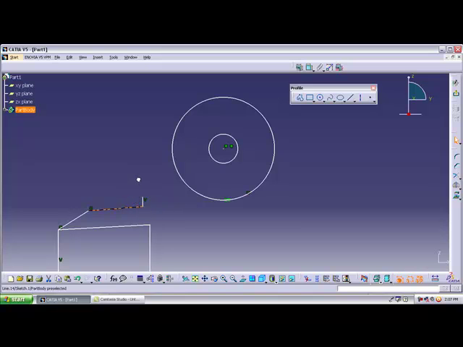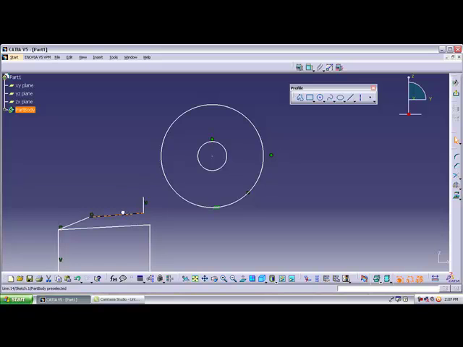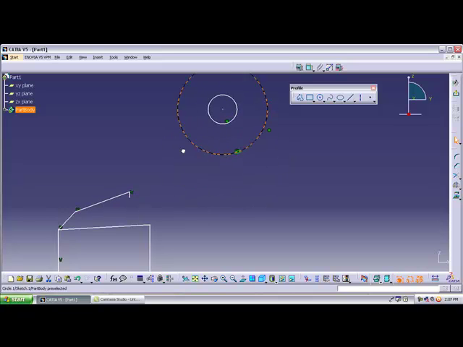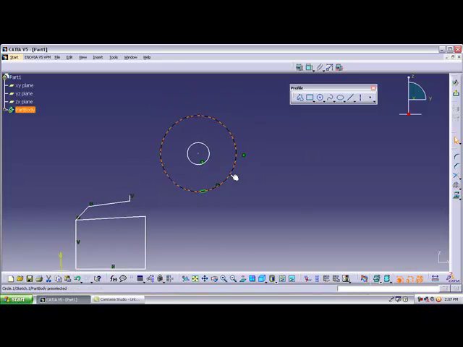See, right now if I move the line, automatically the circle is also moving. Why? Because it's a property of the tangency. If I move the circle, the line is also moving. Why? Because it is the tangency property. Like this we can make the tangency property.